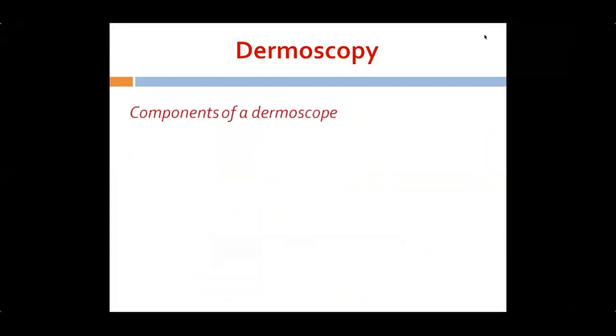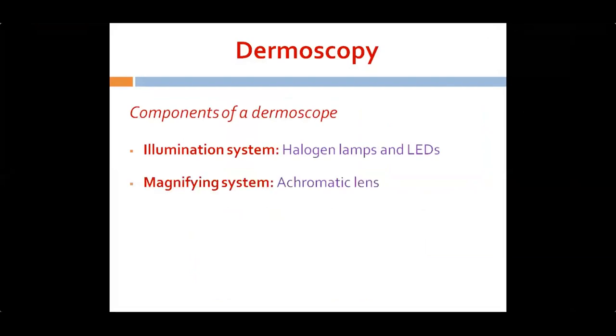Now coming to the components of a conventional dermoscope, the two essential components of any dermoscope are an illumination system and a magnifying system, which serve the two basic purposes of dermoscopy, that is, visualization of skin surface and subsurface structures, not only in a magnified manner, but in a well-illuminated manner. The illumination is usually provided by LED lamps. Most current-day dermoscopes have LEDs, and older ones used to have halogen lamps. And magnification is provided by specialized achromatic lenses.